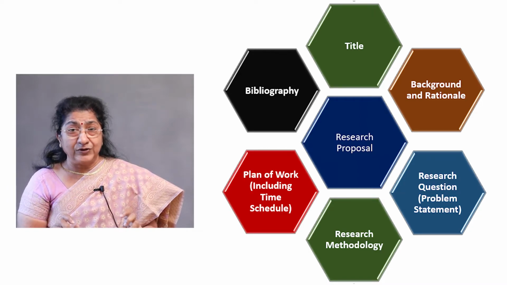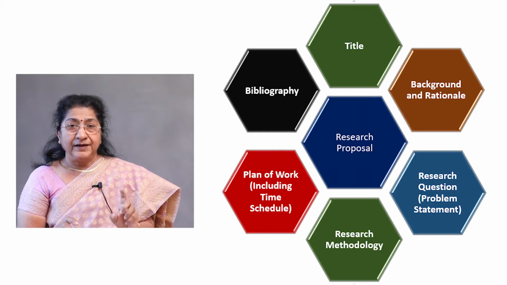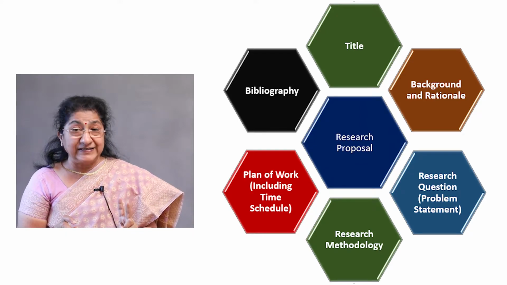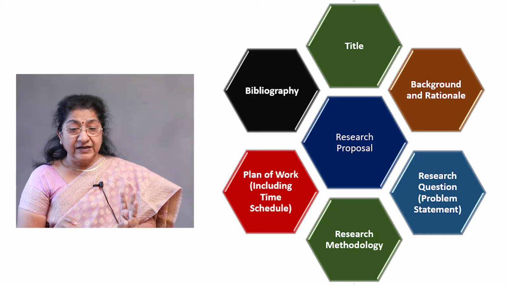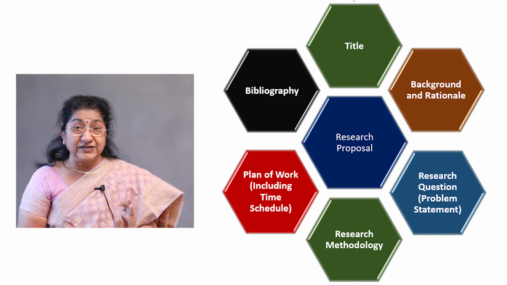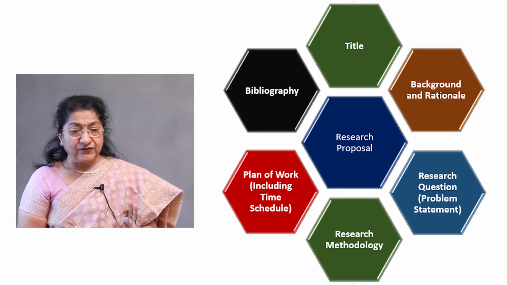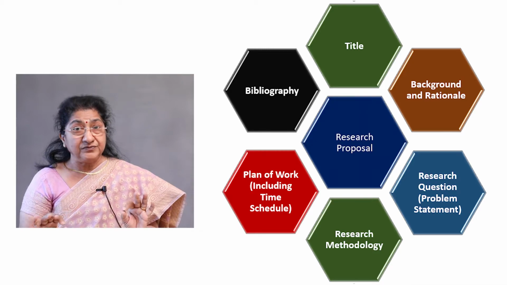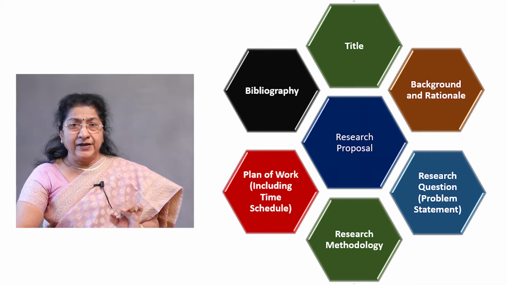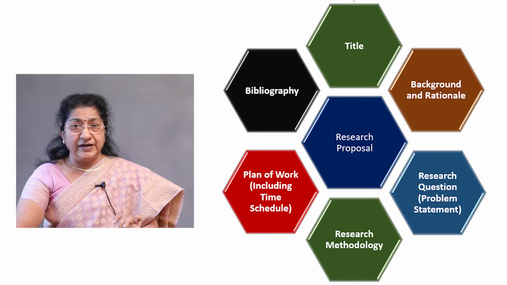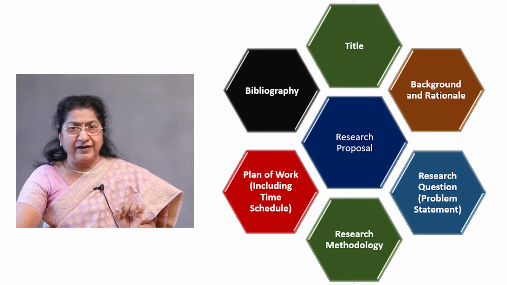Then what you have to keep in mind? First of all, title. Second thing is background and rationale. Third thing is research question, or you can say problem statement. Fourth one is research methodology. Fifth one is plan of work including time schedule, and then bibliography. This is the brief idea about your proposal. Now let's try to understand or analyze every aspect in detail.